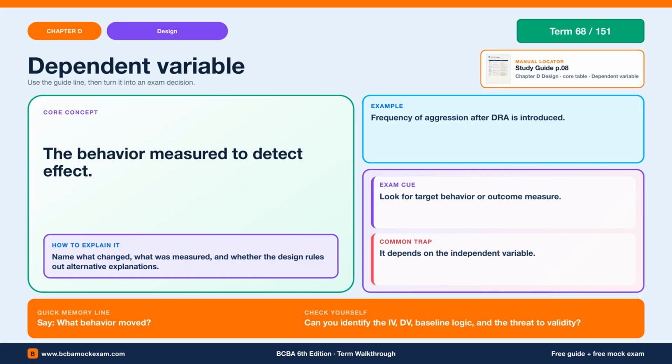Dependent variable. The dependent variable is the behavior being measured. For example, aggression per session is the dependent variable when testing an intervention to reduce aggression. The exam cue is the measured outcome. The trap is confusing the target behavior with the intervention. The target behavior is the DV. The intervention is the IV. Memory line: the DV is what we measure.